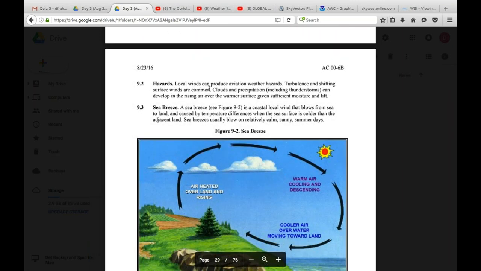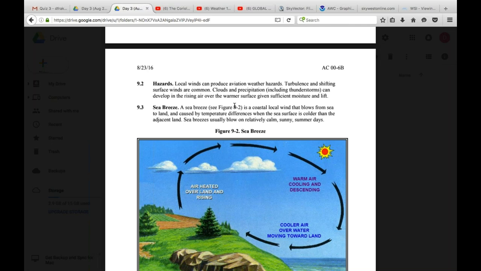So local winds can produce aviation weather hazards. Turbulence and shifting surface winds are common. Clouds and precipitation can develop in the rising air over the warmer surface given sufficient moisture and lift.